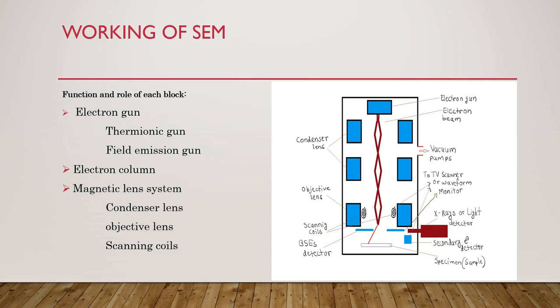Magnetic lens system. The magnetic lens system consists of a condenser lens, objective lens and scanning coils. First, the condenser lens. The condenser lens controls the intensity of the electron beam reaching the specimen. The objective lens brings the electron beam into focus on the specimen. The scanning coils deflect the electron beam horizontally and vertically over the specimen surface. This is also called rastering.